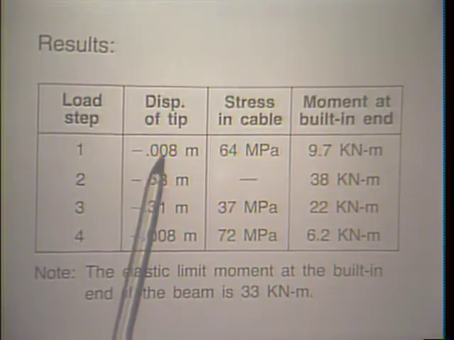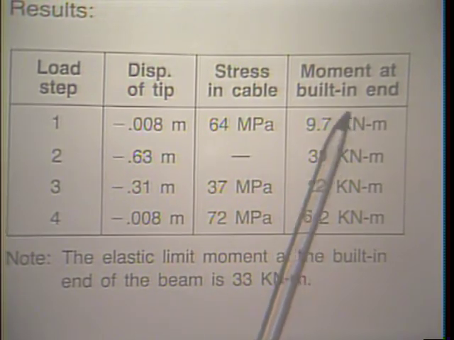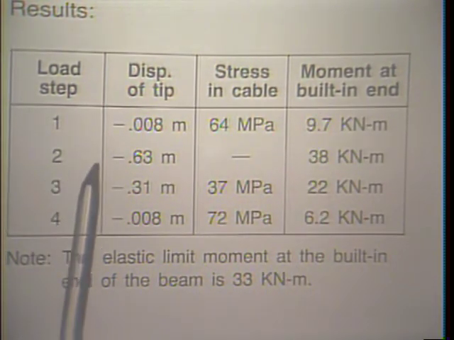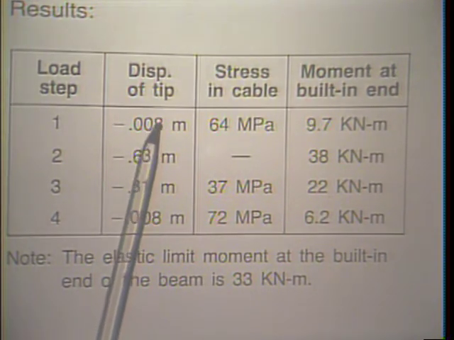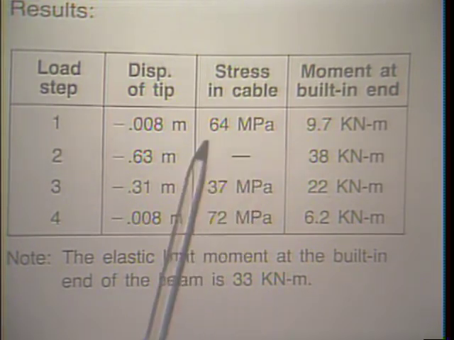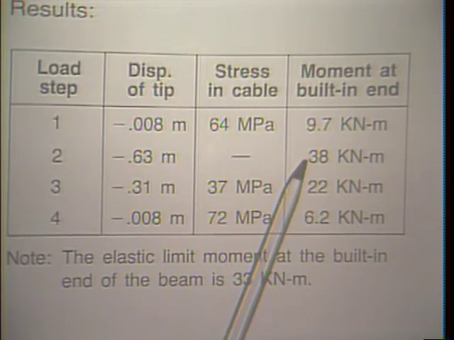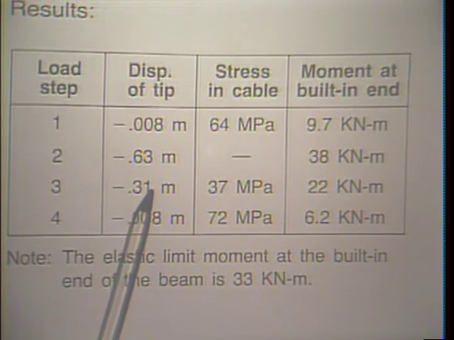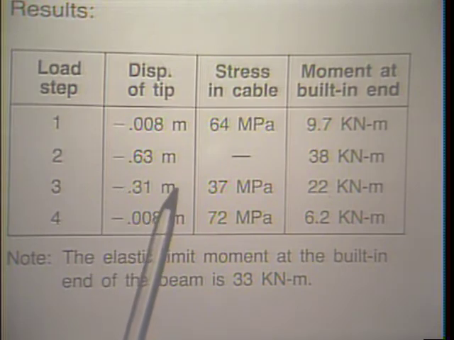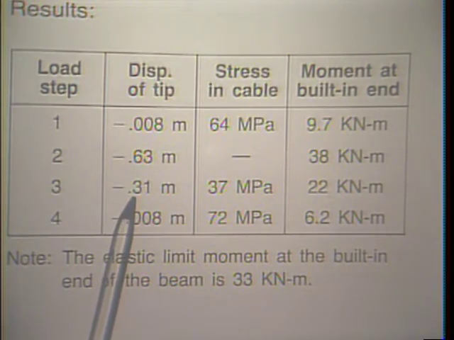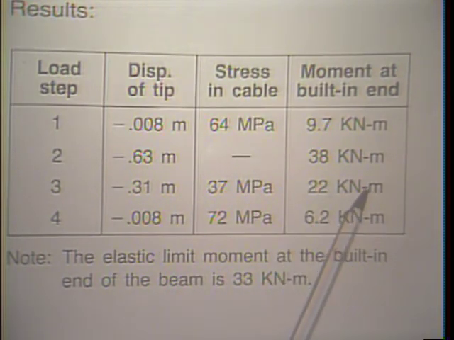Load step 1, the displacement at the tip of the cantilever is shown here, the stress in the cable, and the moment at the built-in end. Load step 2, this is the tip displacement. Please see it's a very large increment in the tip displacement because the cable is gone. There is no more cable. And the moment at the built-in end has also increased a lot. Now we have installed the repair cable, so to say, and in load step 3 we have reduced the tip displacement from 0.63 to 0.31 meters. The stress in the cable is given here, and the moment at the built-in end is given here.